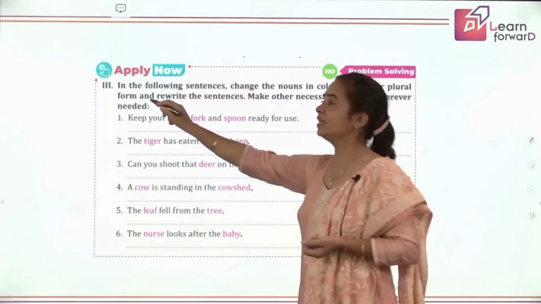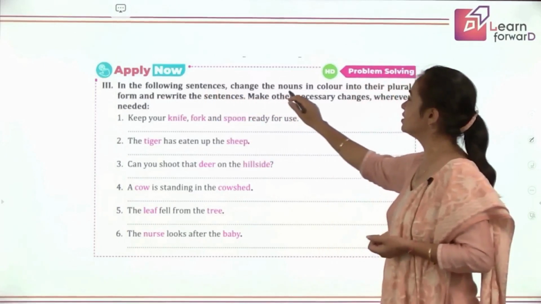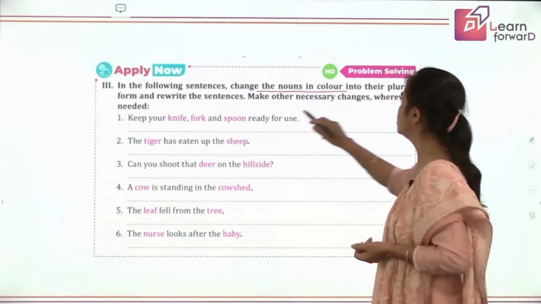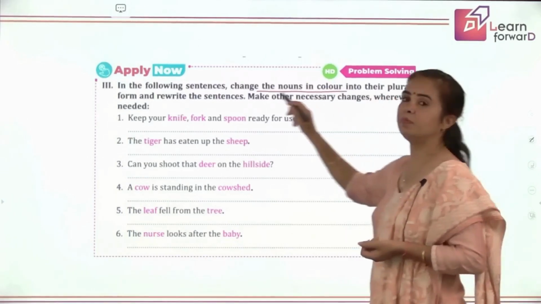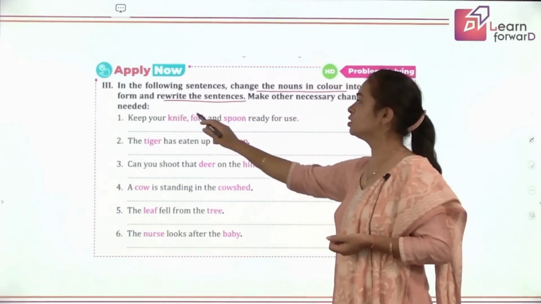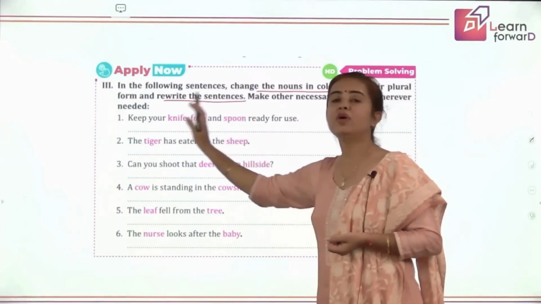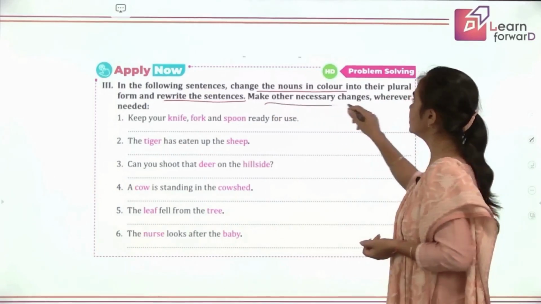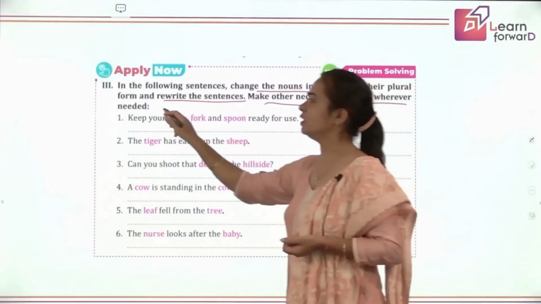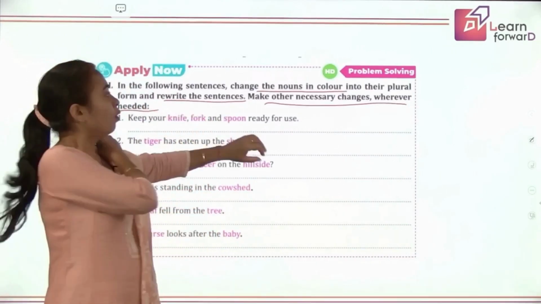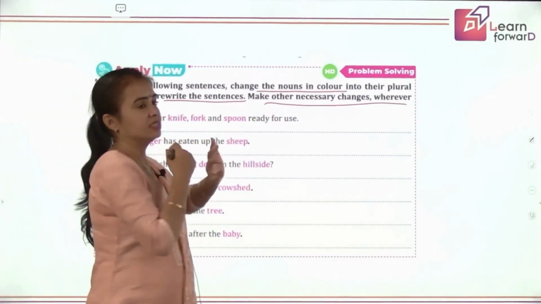Now here's another exercise. In the following sentences, change the nouns in color. Only the colored ones you have to change into their plural form and rewrite the sentences. So you just don't have to make them plural. You have to write the sentence again. Make other necessary changes wherever needed. You need to understand this. What is the meaning of make other necessary changes?